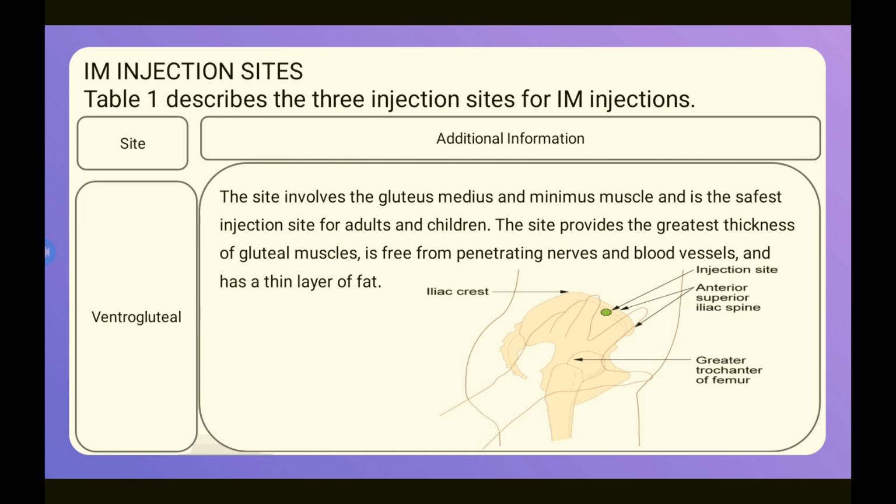Consider this. The site involves the gluteus medius and minimus muscles and is the safest injection site for adults and children. The site provides the greatest thickness available of the gluteal muscles and is free from penetrating nerves and blood vessels and has a thin layer of fat.